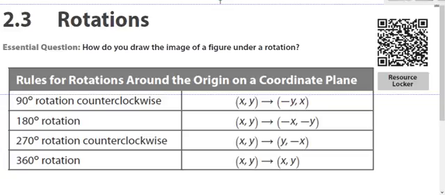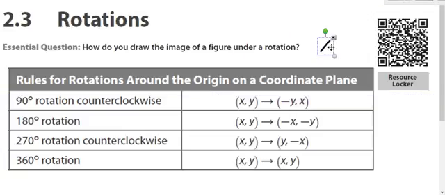So rotations are just what they sound like. You rotate the object, you spin it, turn it around in the coordinates. The rules for rotation look at first glance a little bit similar to the rules for reflections. We always measure counterclockwise. So when you're talking about rotations, we are rotating counterclockwise, which is that direction.